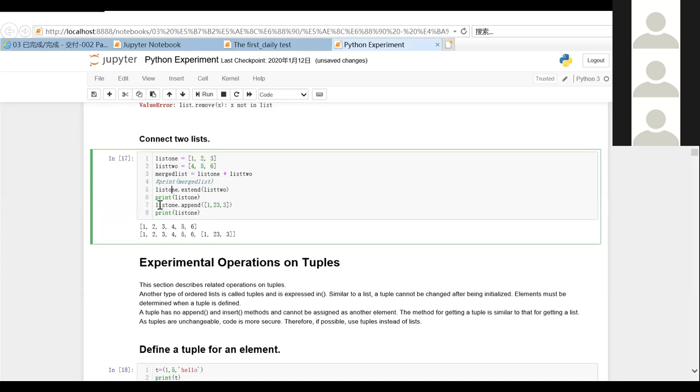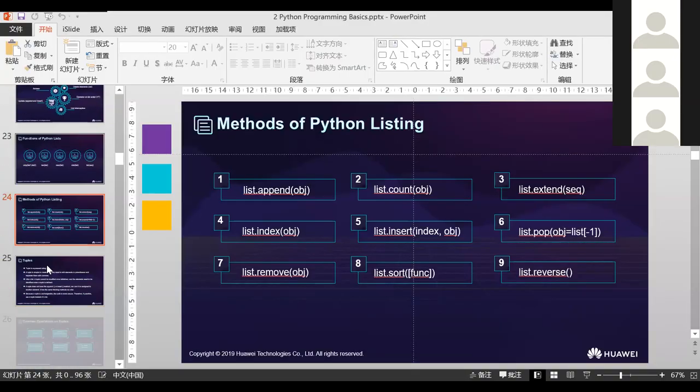And here, if we use append, so if list one is one, two, three, and here we append another list, the output will be like this. So this list will be considered as an element in the list. So that is some methods to connect two lists together. So that is some basic operations about a list.